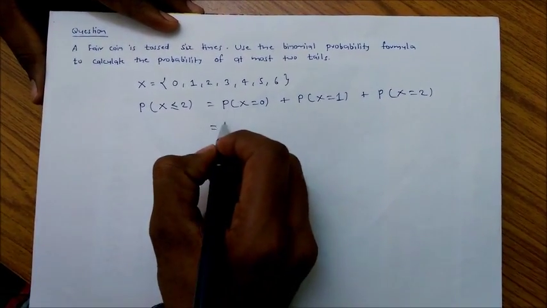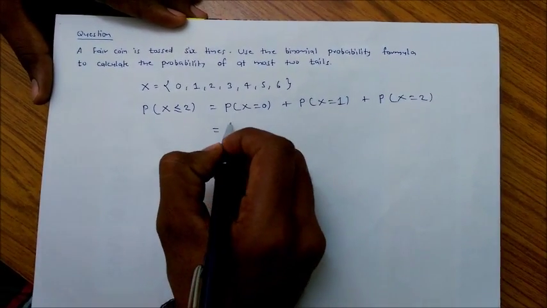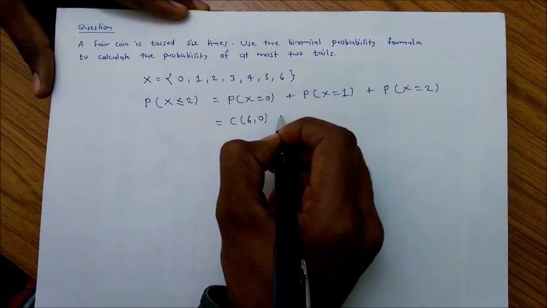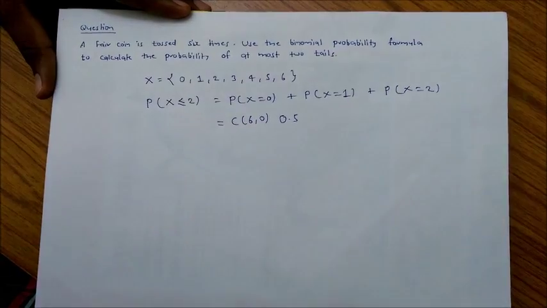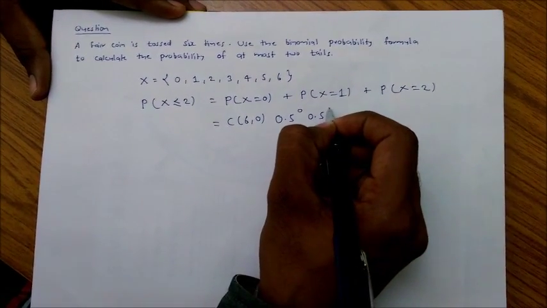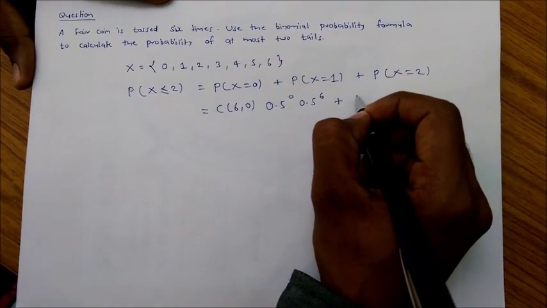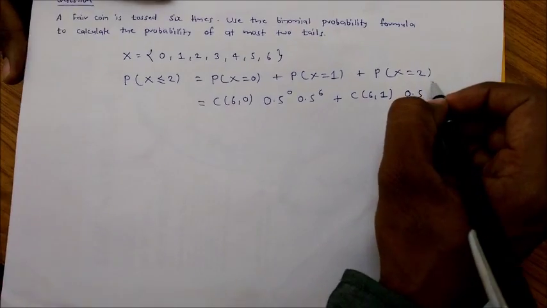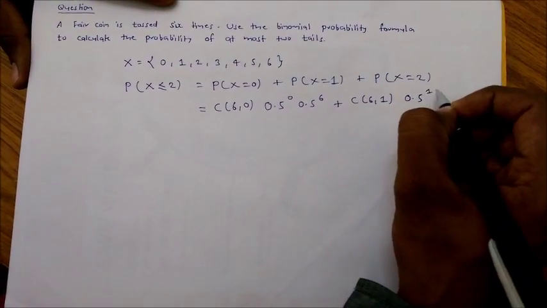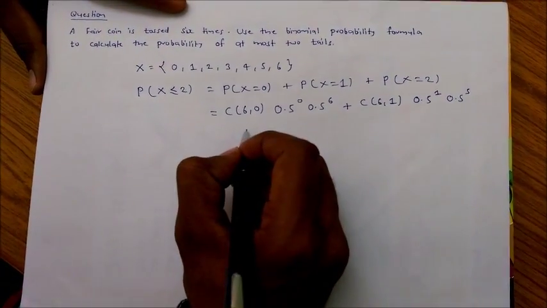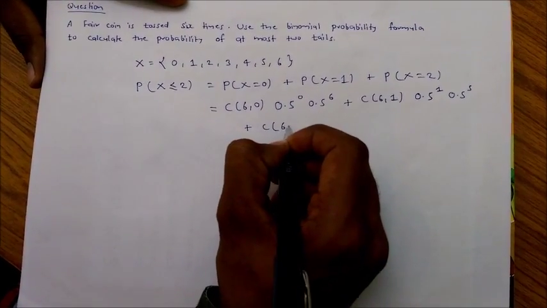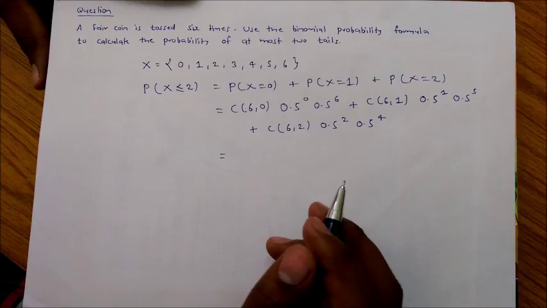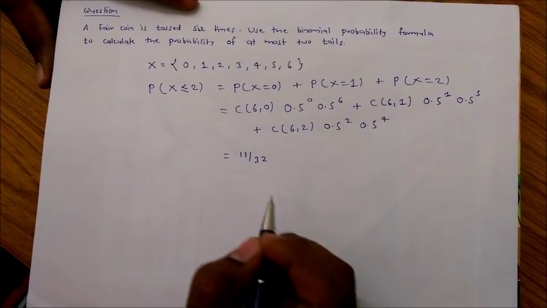Here, as the value of x is 0, we will write our binomial distribution formula. We have to select 0 tails from 6, and the probability of each head and tail is 0.5. Now we have to select one tail from 6, the probability is constant, and now there is one tail, so we will have 1 in the power. Similarly, we will write for probability of x equal to 2. When you perform this calculation, you will get the result 11 by 32, which is the probability of at most 2 tails.